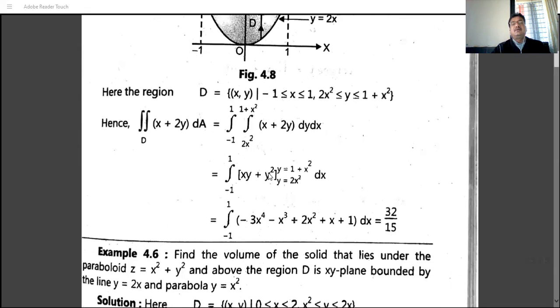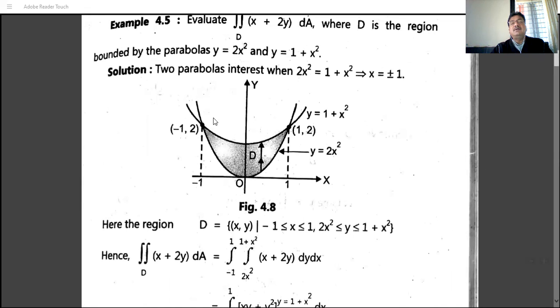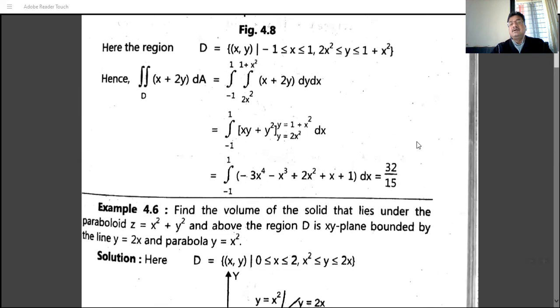So what is the difference in the answer? Just the sign of this 32 by 15 is negative. But we are finding the area of this region bounded by these two curves, and area is always positive. So if we have a negative answer, then write it as positive.